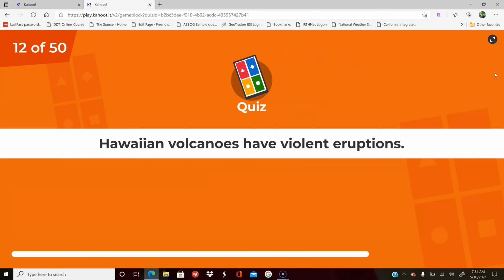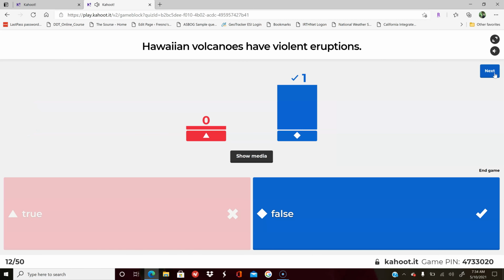Hawaiian volcanoes have violent eruptions. This is false. Hawaiian volcanoes have very passive eruptions. They erupt virtually every day. Not virtually like they are online, but for the most part, they erupt every day and they're very passive eruptions. Violent eruptions are from things like Yellowstone, Mount St. Helens. Those are all much more violent than the Hawaiian volcanoes.